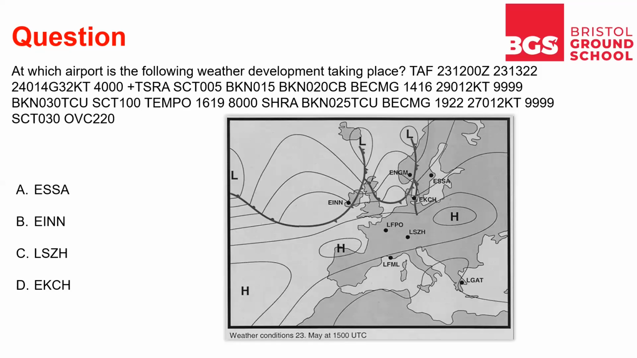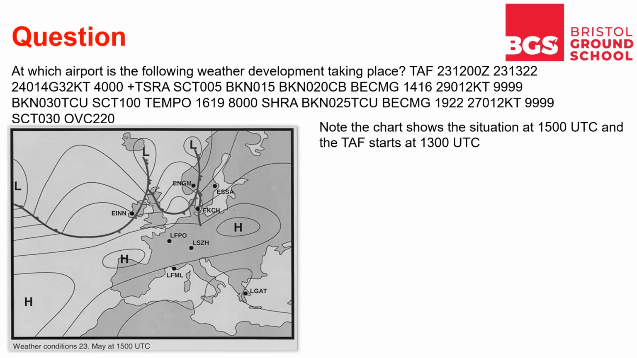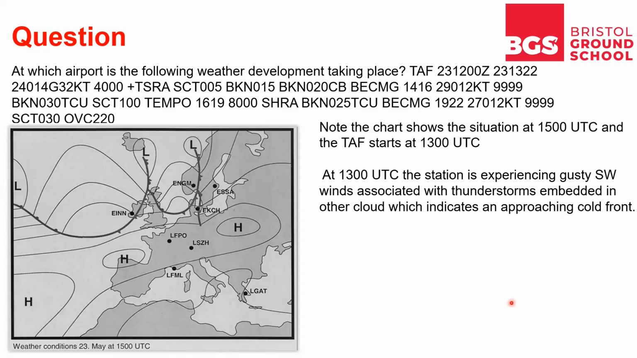At which airport is the following weather development taking place? And we have now decoded this TAF, so now we can use that to decide which of those 4 airports it refers to. Firstly then, the chart itself, as you can see down at the bottom here, is quoted for 1500 UTC, but the TAF itself starts at 1300 UTC. So the initial weather in the TAF at 1300 indicates gusty southwesterly wind, 240, and associated with thunderstorms.